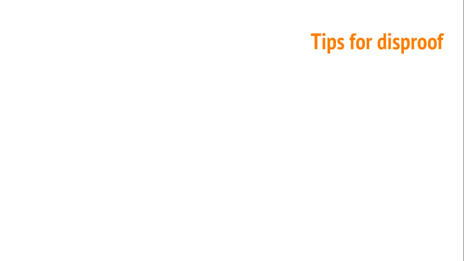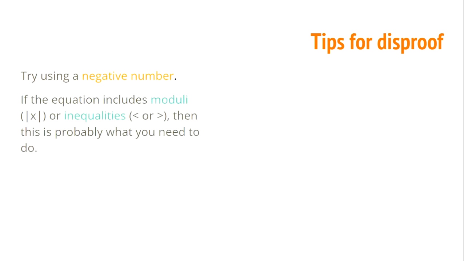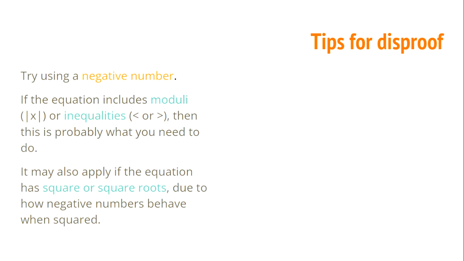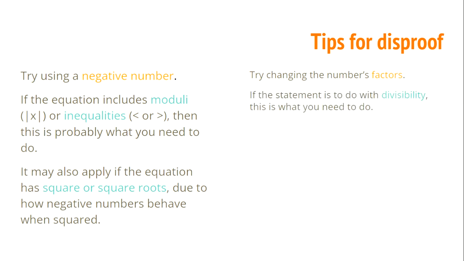One of the easiest and most common ways to disprove a statement is to test it with a negative number. If the statement involves moduli or inequalities, this is probably what they're looking for, although it may also be needed if one of the terms in the statement is squared or square rooted, as when a number is squared, its negativeness is essentially ignored, so the statement may have forgotten to take this into account. You can also mess around with what factors your numbers have. This is especially handy when it's asking you to disprove that it's divisible by a certain number.